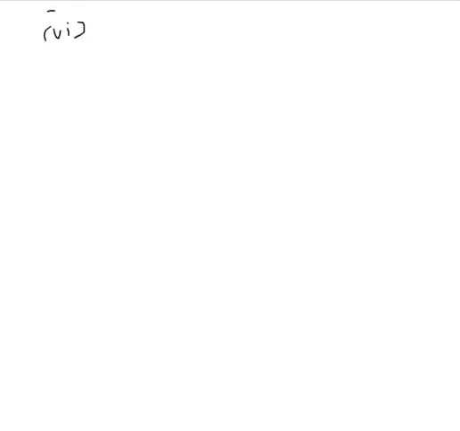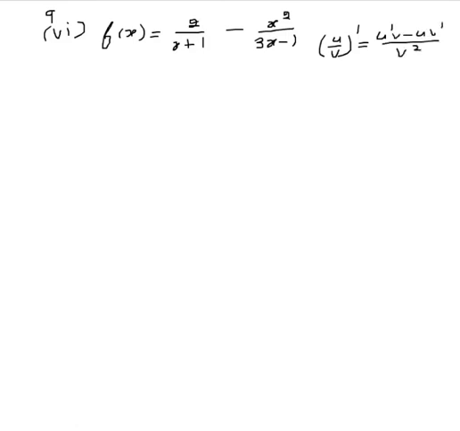Sixth subdivision. f of x is equal to 2 divided by x plus 1, minus x square divided by 3x minus 1. We can use quotient rule for each term, or you may take LCM, simplify and then use quotient rule, but doing quotient rule separately will be easier for this question. Quotient rule formula: (u by v) the whole dashed is (u dash v minus u v dash) divided by v square. f dash of x is equal to, let us use quotient rule for the first term.